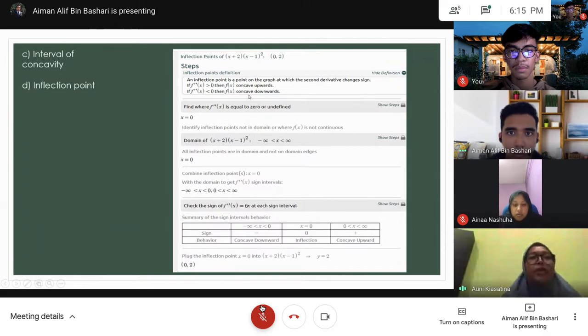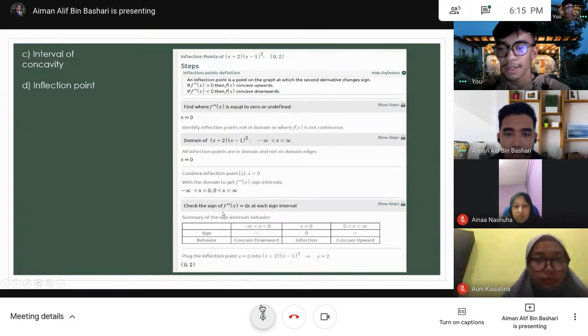Okay, for the C question, to find the concavity, we need to take the second derivative of the equation 3x squared minus 3, so we will get 6x. After that, we will get x equal to 0. We have to test it by using the concavity test. From negative infinity up to 0, we get a negative sign, that means concave downward. From 0 up to infinity, we get a positive sign, that means it's concave upward. So for the next question, I will pass it to Azam.